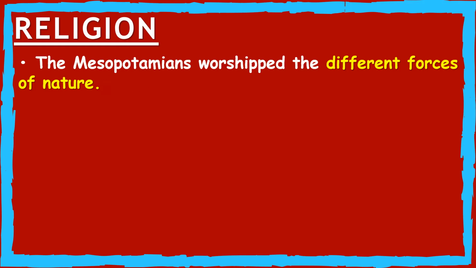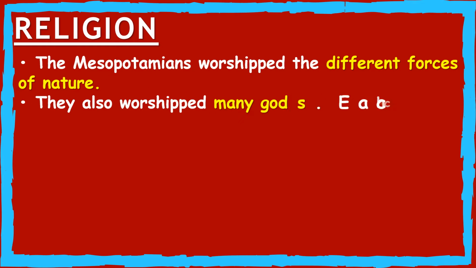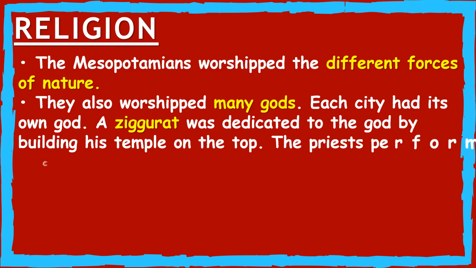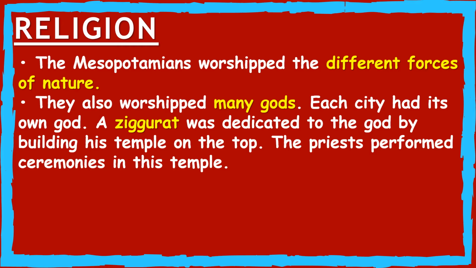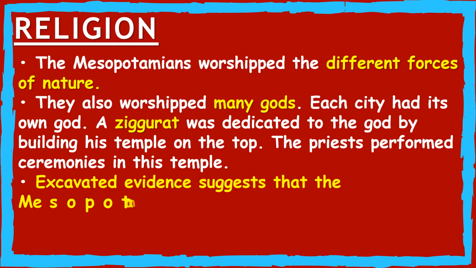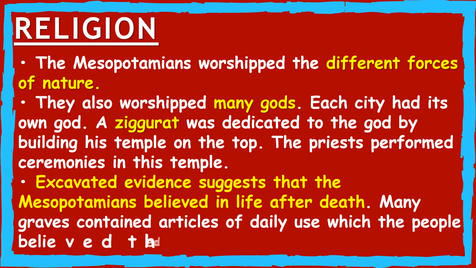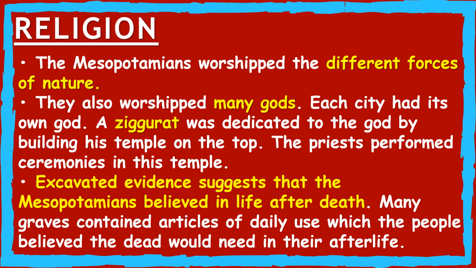Religion. The Mesopotamians worshipped the different forces of nature. They also worshipped many gods. Each city had its own god. A ziggurat was dedicated to the god by building a temple on top. The priests performed ceremonies in this temple. Excavated evidence suggests that the Mesopotamians believed in life after death. Many graves contained articles of daily use which the people believed that the dead would need in their afterlife.